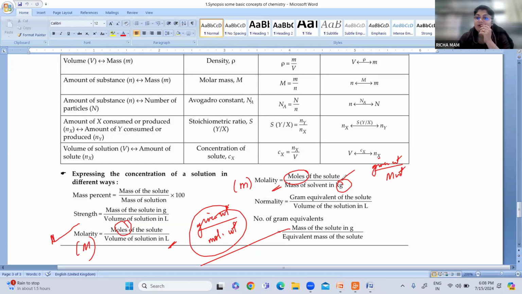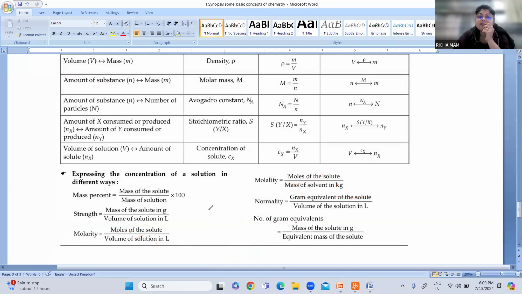In molality, what we are going to do is add the number of moles of the solute in 1 kg of solvent. And in molarity, the number of moles of solute is dissolved in 1000 ml of solution. So what is solution? Solution is solute plus solvent. Solvent is always present in larger quantity and solute is present in lesser quantity. So this is about molality.